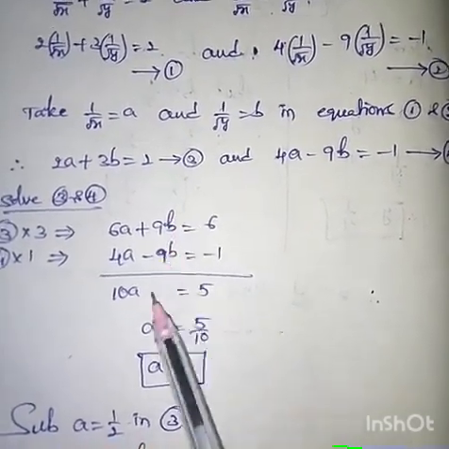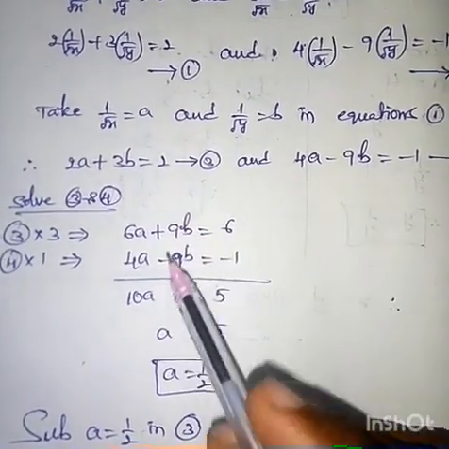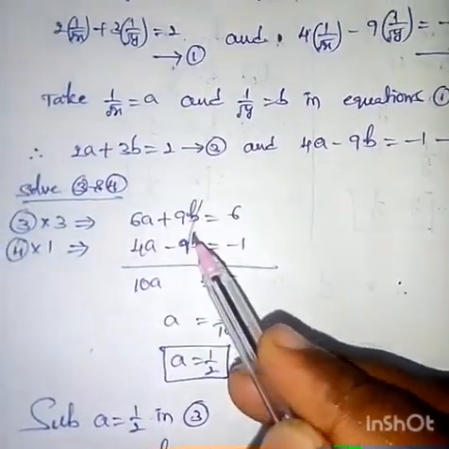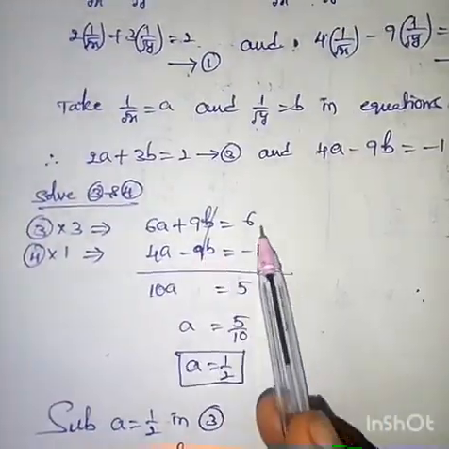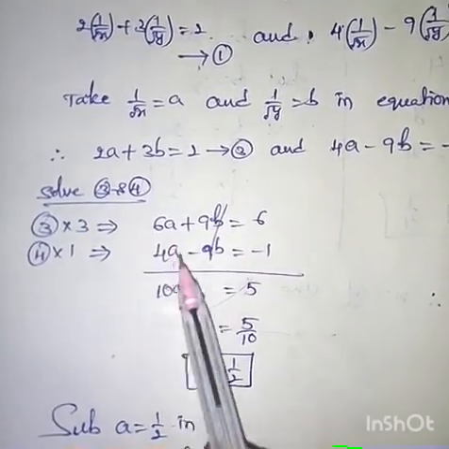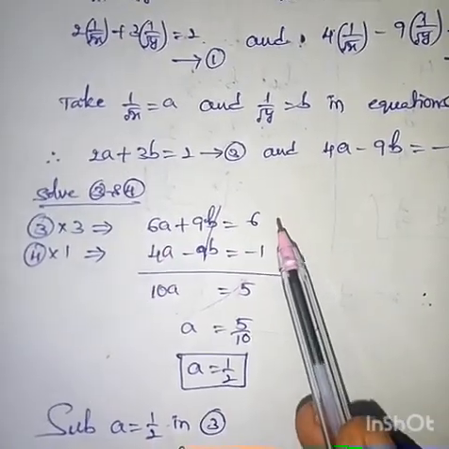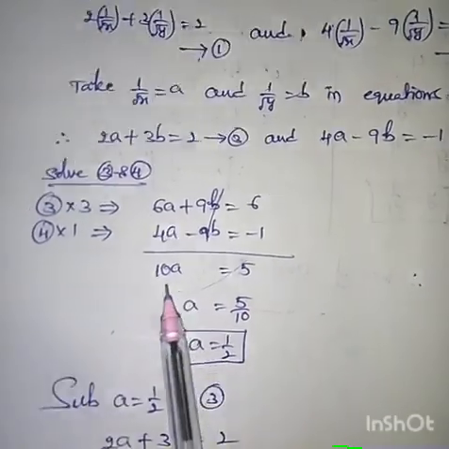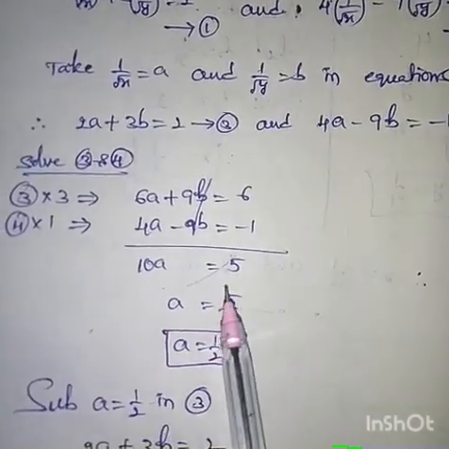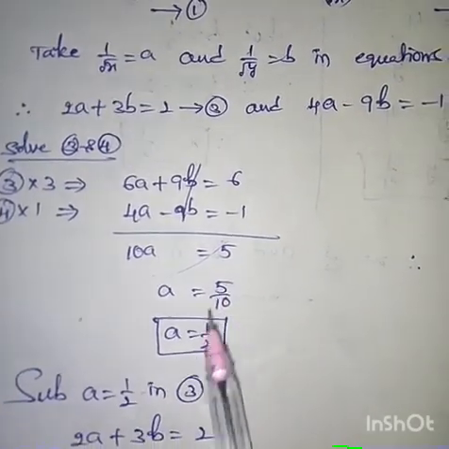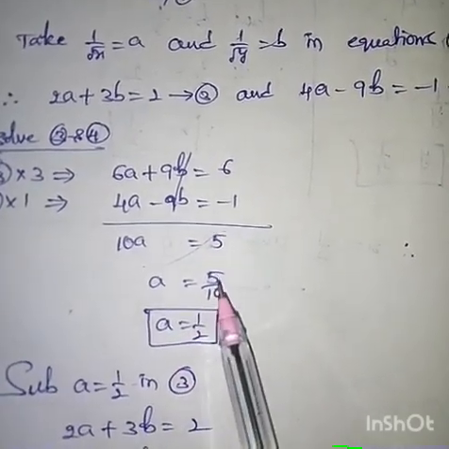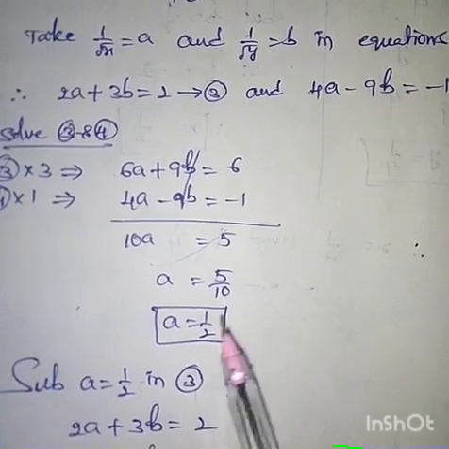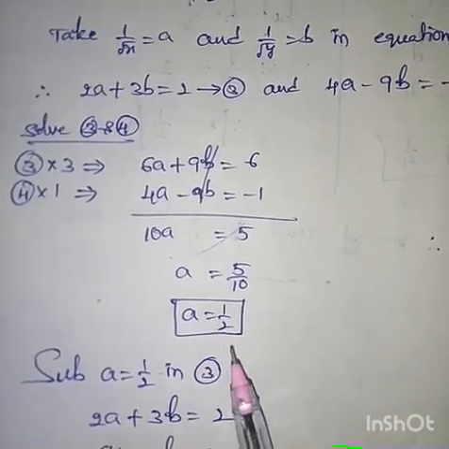These are having opposite symbols, that's why these values get cancelled. So that is plus 9b minus 9b get cancelled. And if we simplify the remaining values, 6a plus 4a equal to 10a, 6 plus minus 1 equal to 5. Okay, if you transpose the 10 value, we get a equal to 5 by 10. In this value, 5 get cancelled, 5 one time and in 10 2 times. So that is a equal to 1 by 2.